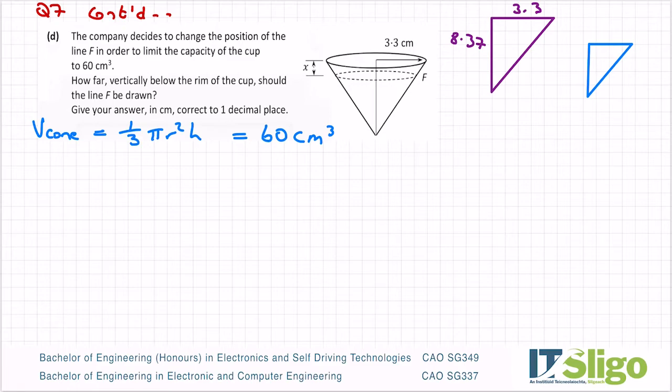What do we know about this one? We know nothing. This is r, this is h. We don't have either. The radius depends on how far down we've come, and we have to work out this height, so we don't know how far that line is going to come down. Let's proceed anyway. The radius over 3.3 is still equal to h over 8.37. That bit doesn't change. I just don't have either.